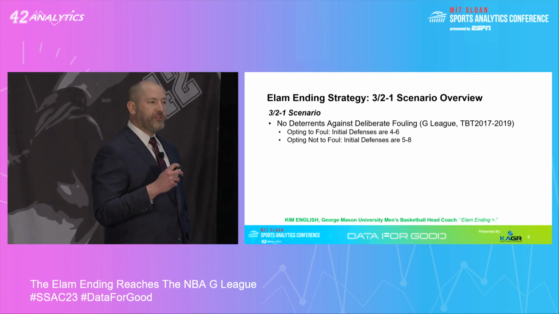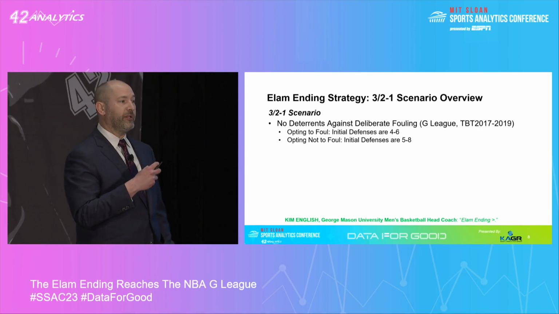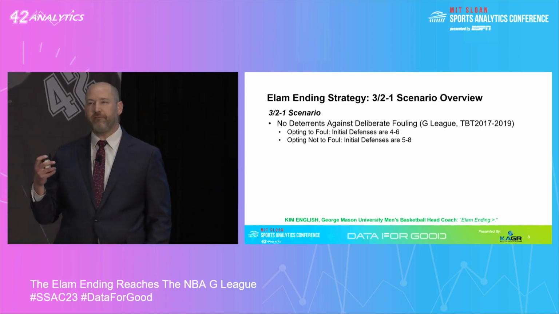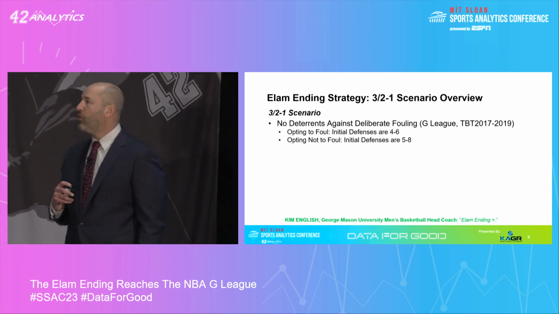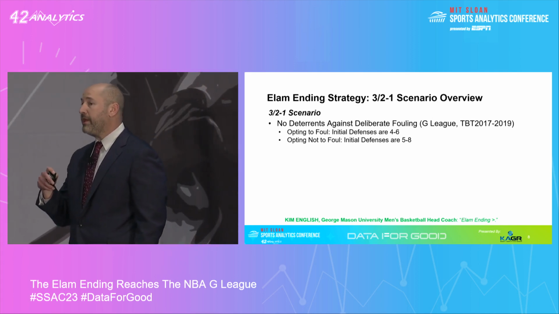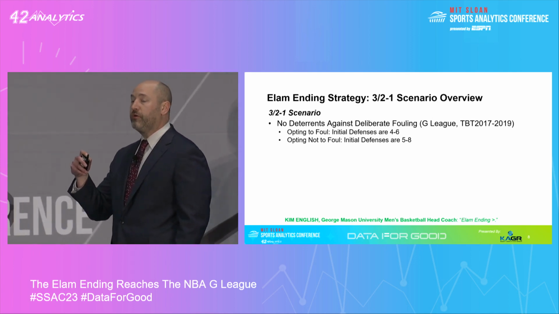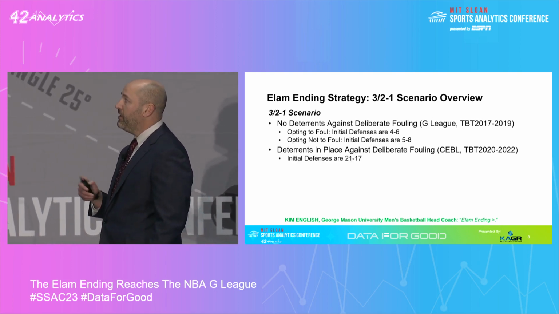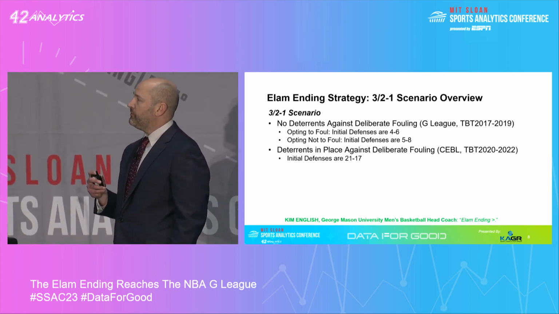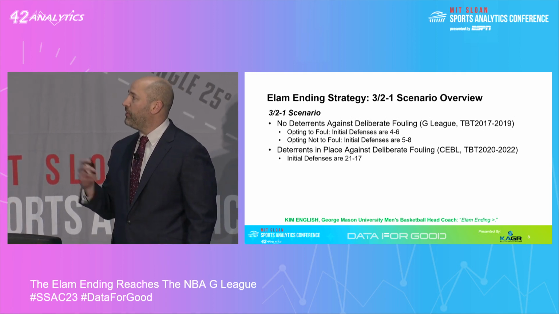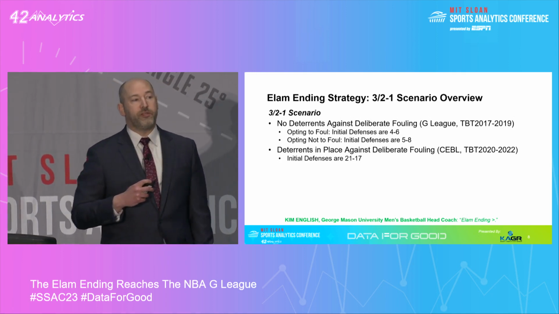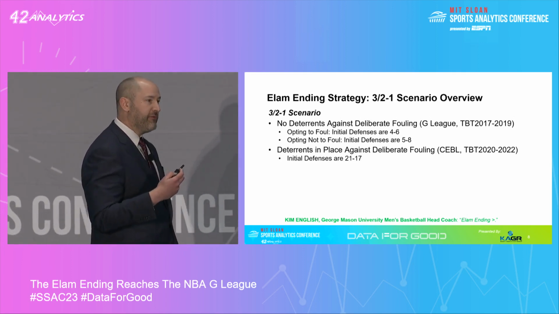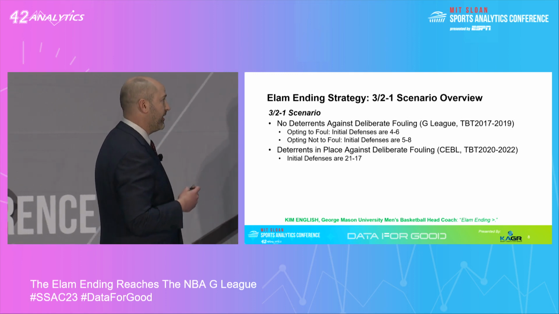And then other leagues and events do have deterrents in place. In the Canadian Elite Basketball League, they have what's called an unsportsmanlike foul. That's a FIBA rule. You can't really foul there. You have to play it out naturally. Or in TBT, since 2020, they've changed the way they administer free throws on a foul on the floor, where it takes away any incentive to foul. So in those cases, the defense doesn't really have an option. You have to play it out. And so you see how it's worked out for the defenses in those cases. It's a little counterintuitive that when you take away that option for the defense, it's actually working out a little bit better for them.